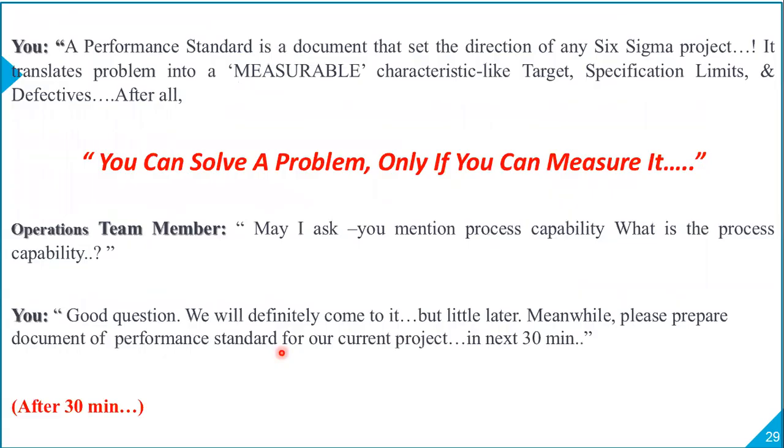You continued. A performance standard is a document that sets the direction of any Six Sigma project. It translates the problem into measurable characteristics like target, specification limits, and defectives. After all, you can solve a problem only if you can measure it. And that's where performance standard helps us bring that measurability into this proposition, with target, specification limits, and defectives into the picture.